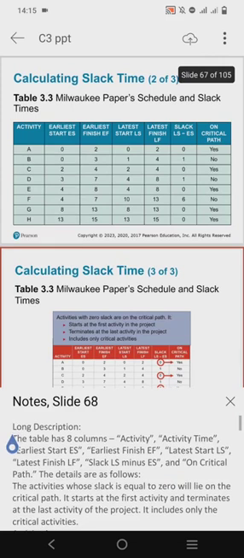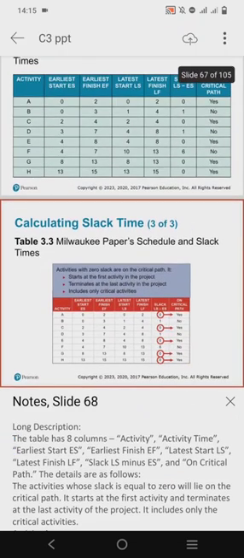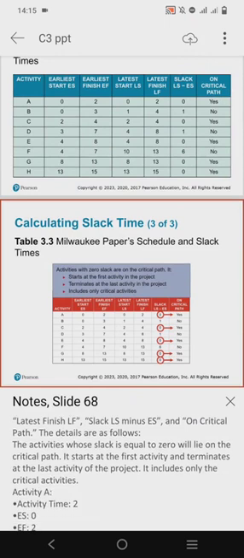So here is a table with 8 columns. It shows the activities, which are labeled with alphabets as well, and just as in the previous table, there are the LS stats. This is a representation of what is on the previous slide as well. The activities whose slack is equal to 0 will lie on the critical path. It starts at the first activity and terminates at the last activity of the project, so it includes only the critical activities.